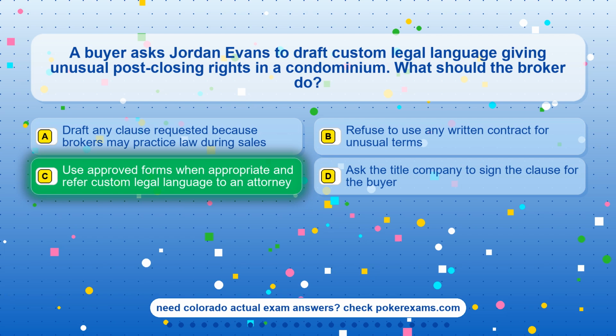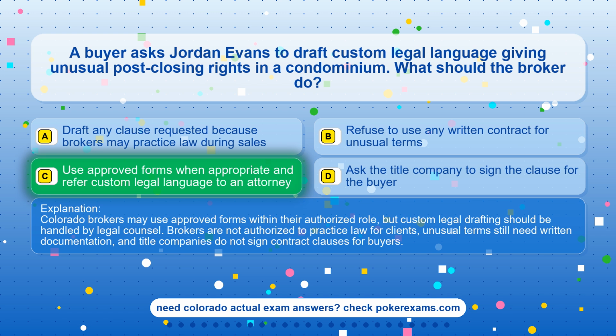The correct answer is option C. Use approved forms when appropriate and refer custom legal language to an attorney. Colorado brokers may use approved forms within their authorized role, but custom legal drafting should be handled by legal counsel. Brokers are not authorized to practice law for clients, unusual terms still need written documentation, and title companies do not sign contract clauses for buyers.